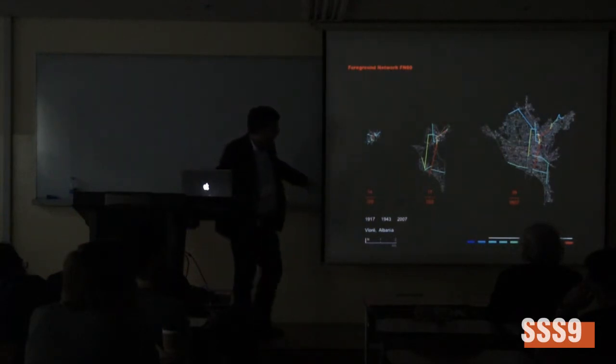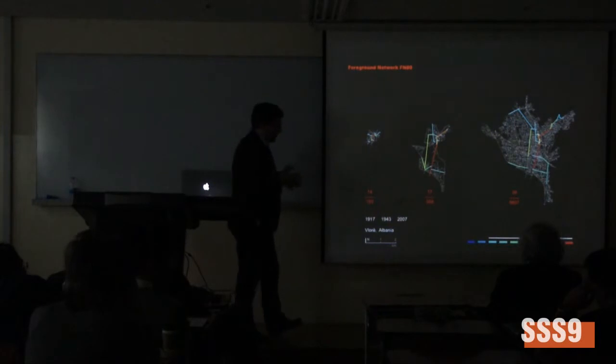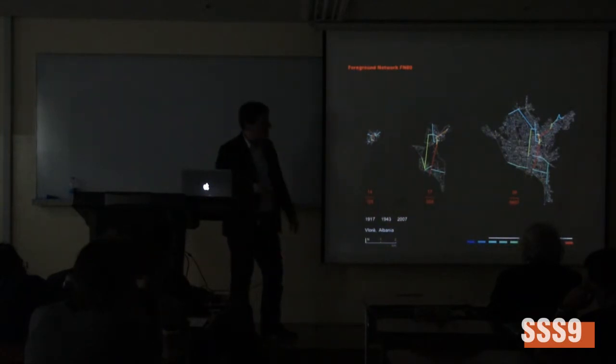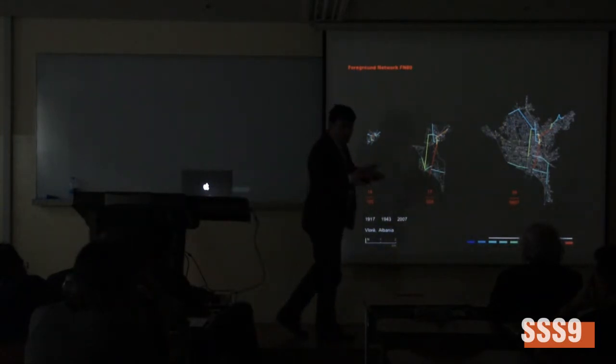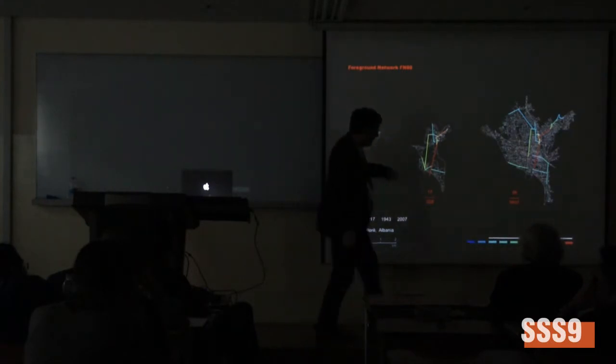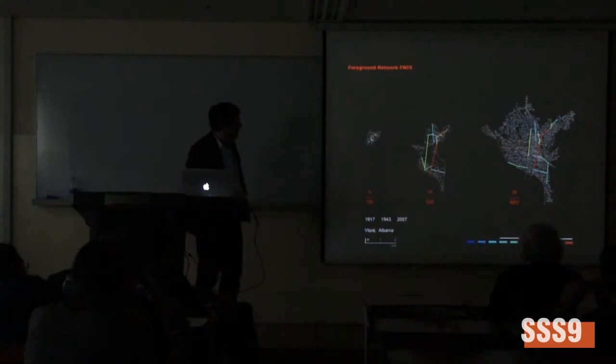What's to be mentioned as well is that this subset is not necessarily a contiguous system. Depending on the nature of the city, it will sometimes be scattered into islands or discontinuous sets such as this. And foreground network 70 and 60.